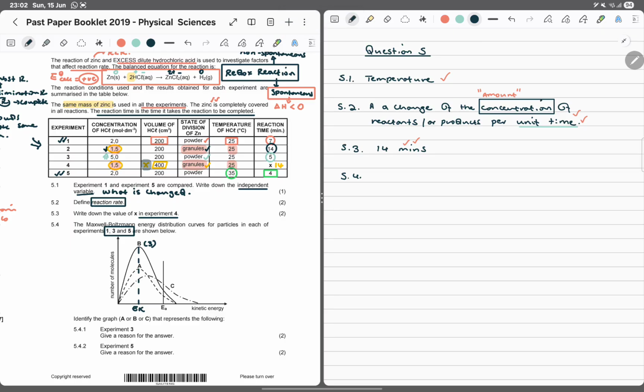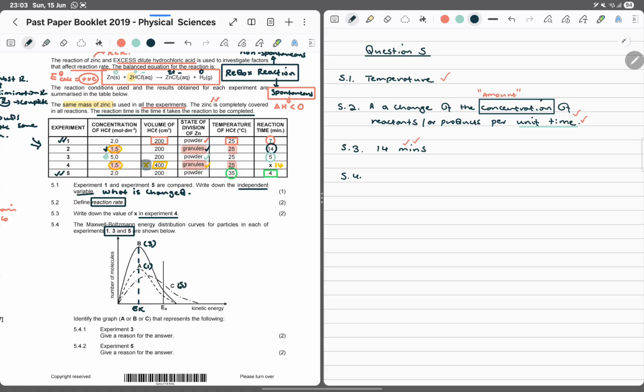So now what does this mean? It means we need to know which ones of these, 1, 3, and 5, have the same temperature. As we can see, at 5, we've got 25 degrees Celsius, 25. So those ones are going to be the same. If this is for experiment 3, then this one must be for experiment 1. So A is for experiment 1. And of course, C will definitely be experiment 5.